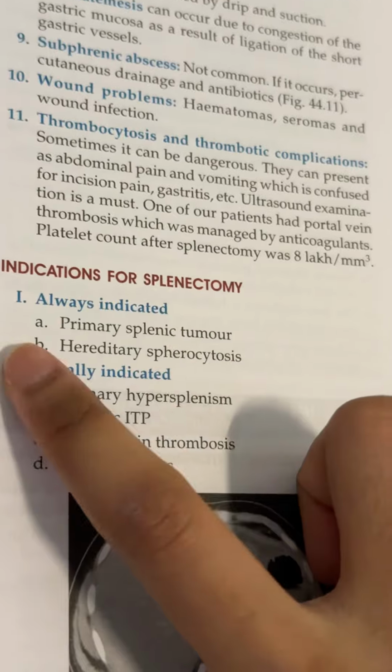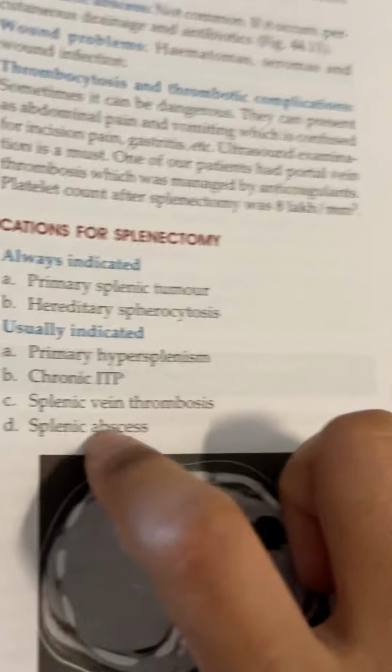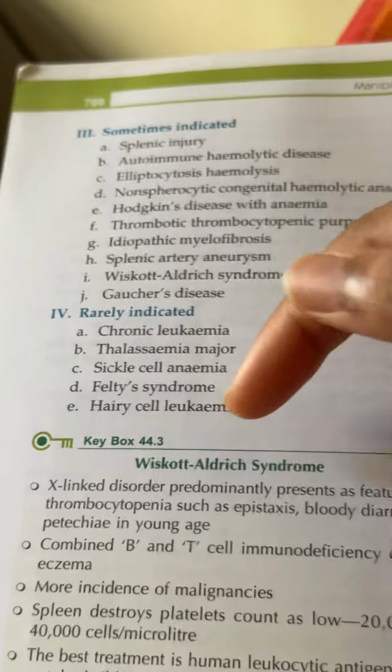Splenectomy is also indicated always for hereditary spherocytosis and for splenic tumors, usually also for chronic ITP, splenic pain, thrombosis, and splenic abscess, and primary hypersplenism. Other hematological causes rarely.